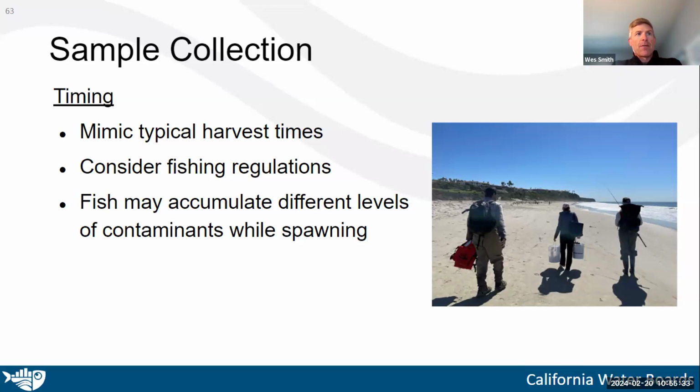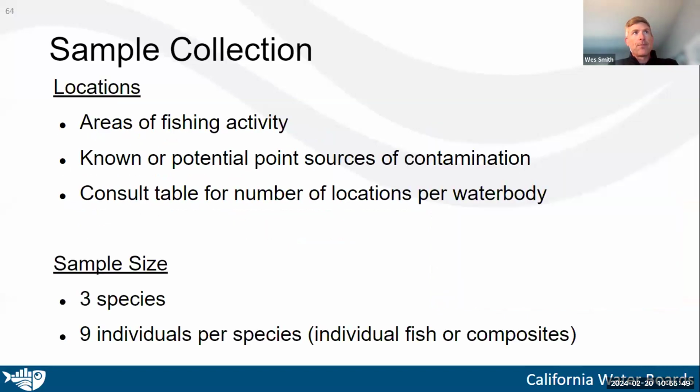And I previously mentioned that fish may contain different levels of contaminants while spawning due to the increase in lipophilic compartments of their body, which may accumulate more of the organic compounds such as PCBs. And then locations, known areas of fishing activities, clearly important. And SWAMP, I think, does a pretty great job of hitting these areas, and also areas of known or potential point sources of contamination, such as the Sulphur Bank Mercury Mine on Clear Lake, which is an obvious site.